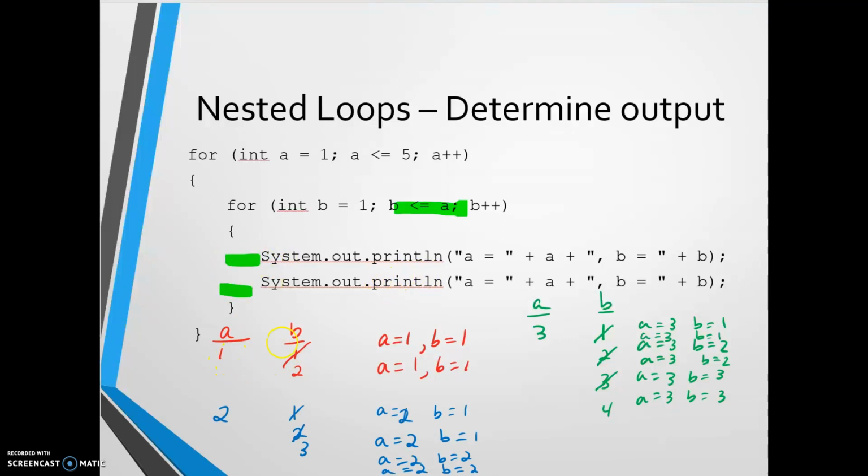So when A is 1, I see this line printed double. When A is 2, I see this line printed double and then that line printed double. So notice I have 2 lines and then 4 lines. When A is 3, each of these lines prints double, so now I have 6 lines. And so when A is 4, I would have 8, and when A is 5, I would have 10.